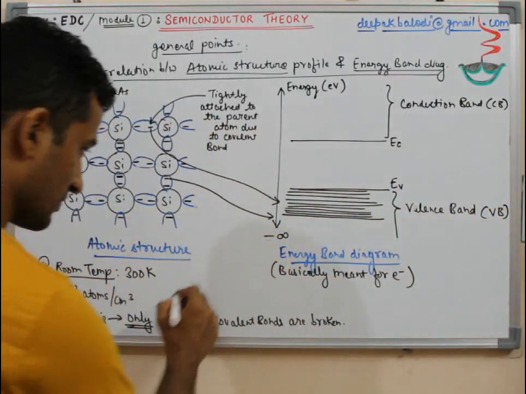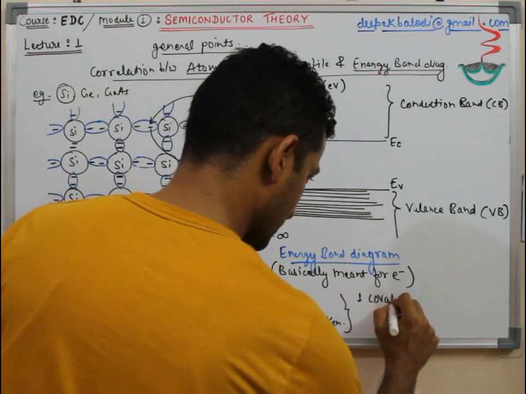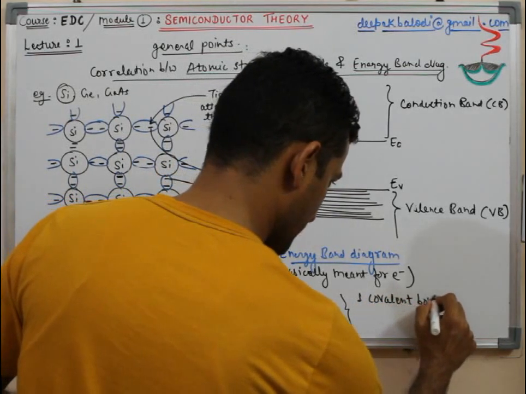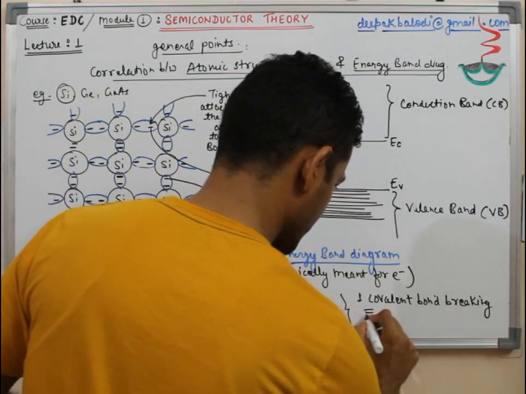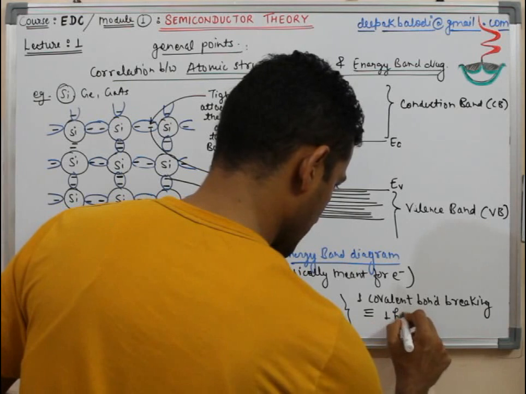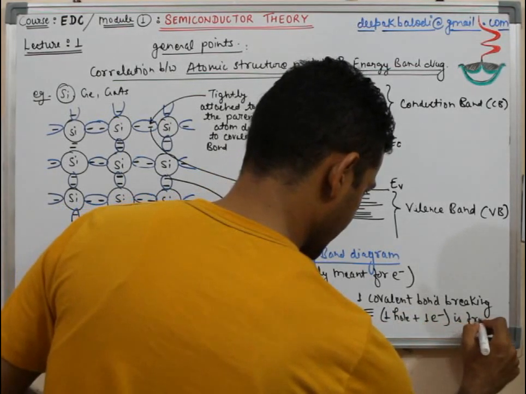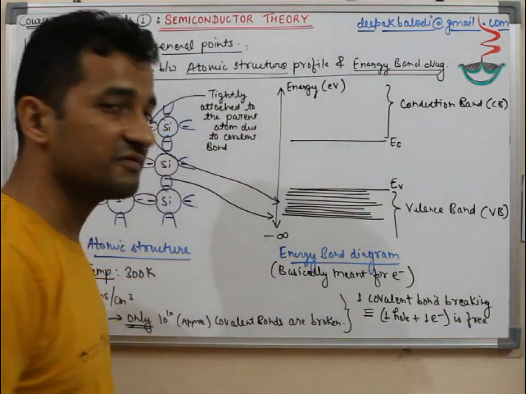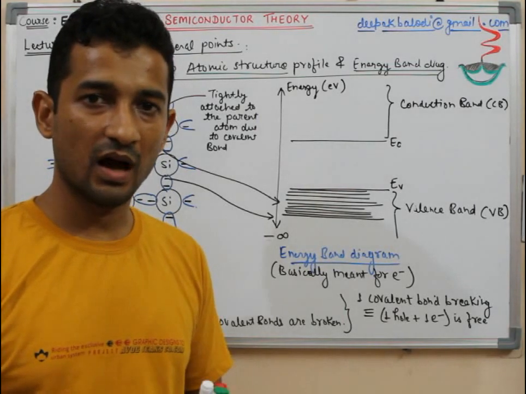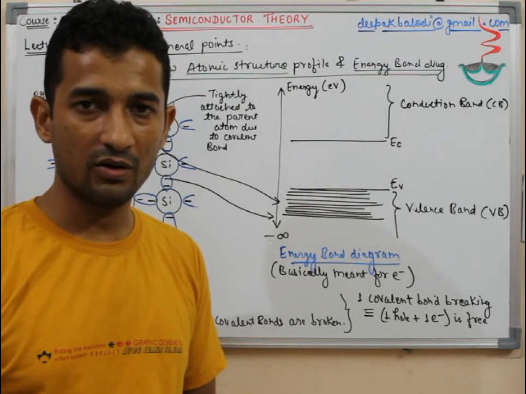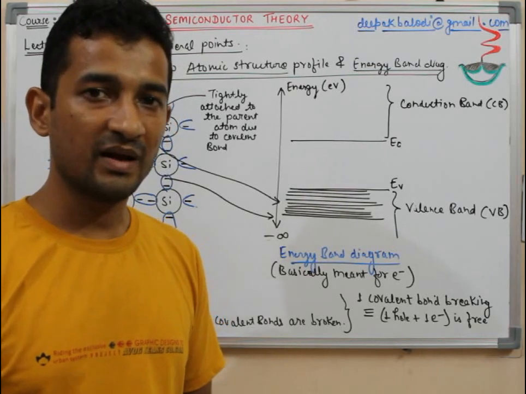So one covalent bond breaking corresponds to one hole plus one electron being free. By the term free, we mean they are now detached from their parent atom. They are not anymore in the covalent bond. They have come out of that bond, so they have come out of the boundation of their parent atom.